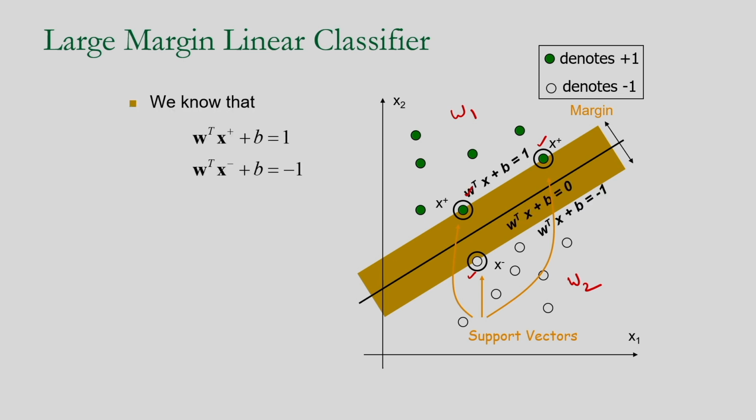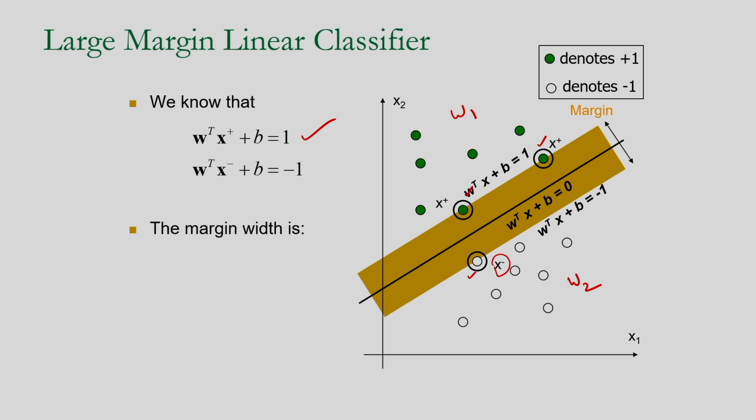We know this condition: wT x plus b is equal to 1 corresponding to the first class. Now I am considering the support vector, so in this equation wT x plus is the support vector, plus b is equal to 1. Again I am considering wT x minus, that x minus support vector, plus b is equal to minus 1. So these two equations I am considering for the two classes, W1 and W2.